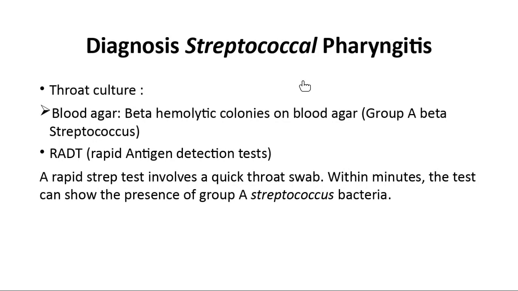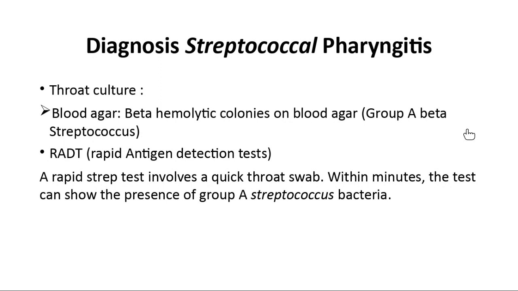Okay, so in upper respiratory tract infection, pharyngitis is mostly caused by streptococcal bacteria. When you select the specimen, you collect it through the swab and then transport it to the lab. In the lab, you first perform the culture. You grow the bacteria on the artificial medium, which is called the blood agar. On the blood agar, after 24 hours, the organism shows the beta hemolytic colonies, which suggest that this is the group A beta streptococci.